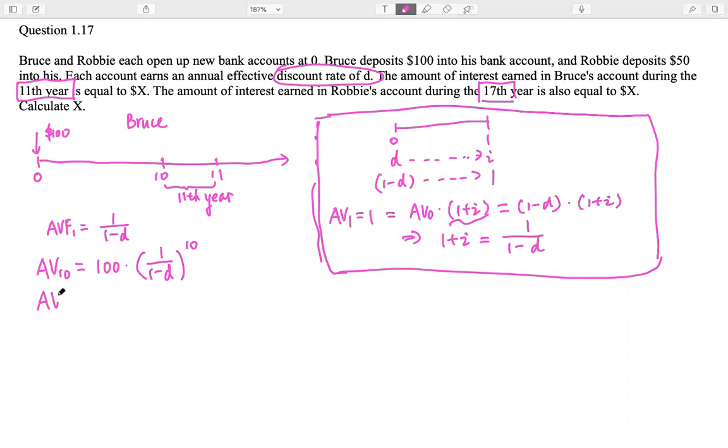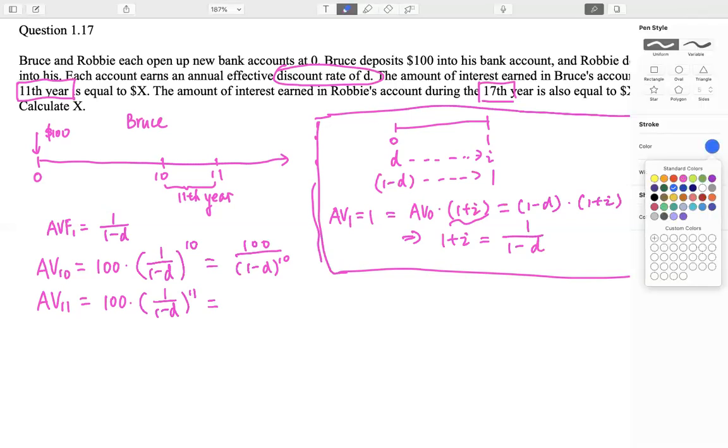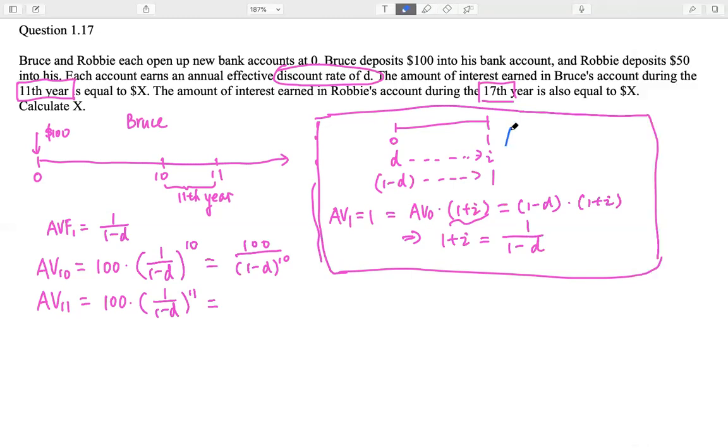For the same reason, I can easily calculate Bruce's accumulated value at the end of the 11th year. If you want, you can even treat this as a formula. Let me write it down using a different color. According to this analysis, my AV at t equals 1 plus I to the tth power, and it is also 1 divided by 1 minus d to the tth power.